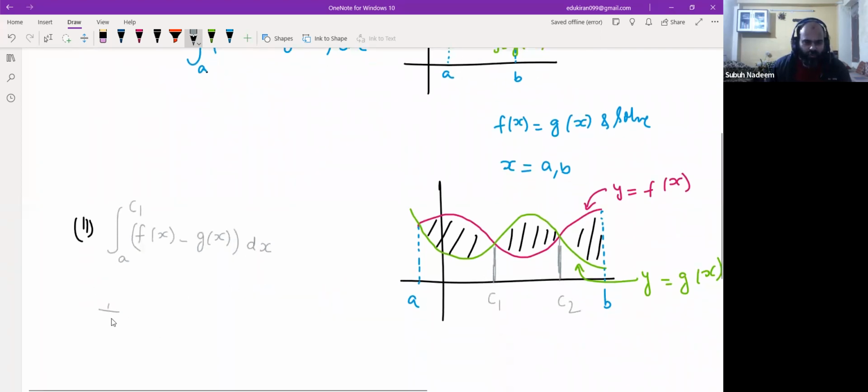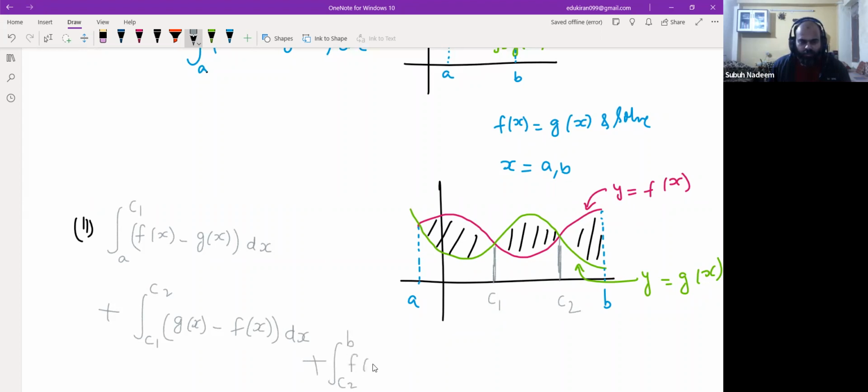Then you will take from C1 to C2. When you take from C1 to C2, the green curve is above. So you will take g(x) minus f(x) dx. Plus, next you will take C2 to B. The above curve is f(x), the below curve is g(x), dx. So this will be the total area which is enclosed.